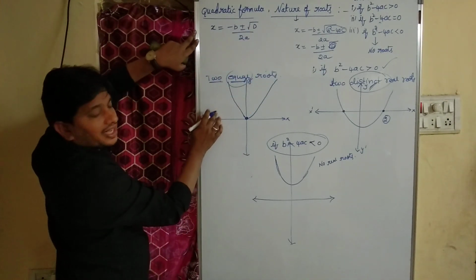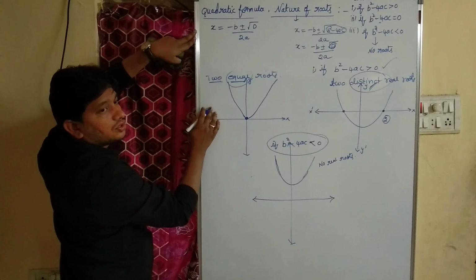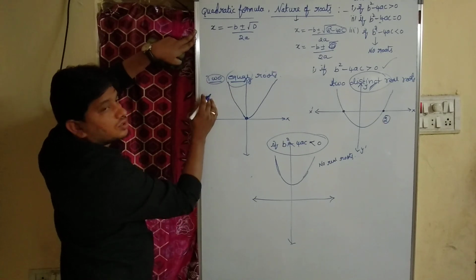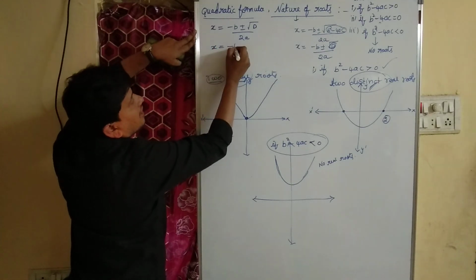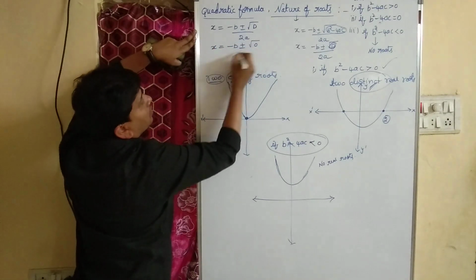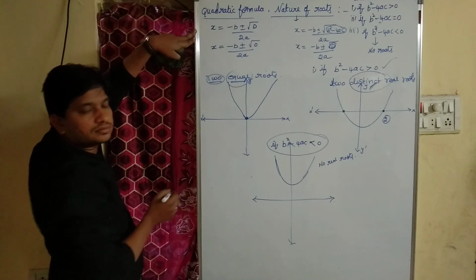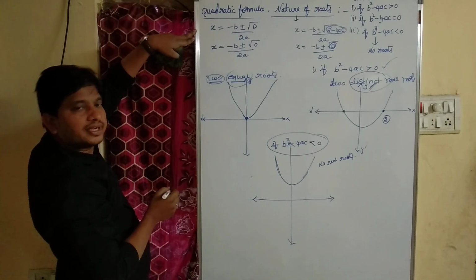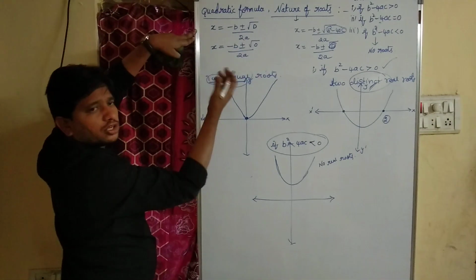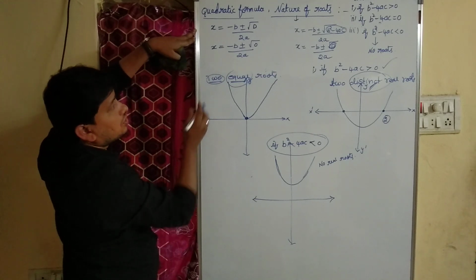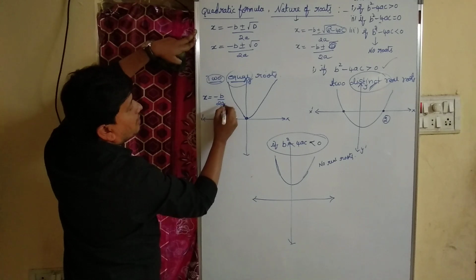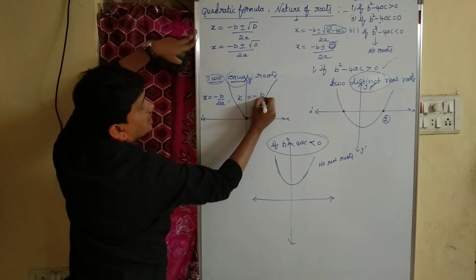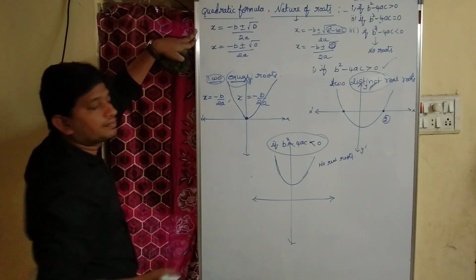What is the case if b square minus 4ac is equal to 0? You will get two equal roots when the discriminant is 0. So I can write it as minus b plus or minus 0 by 2a. Plus or minus 0 means the same thing, children. So simply, what are the two equal roots? x equal to minus b by 2a. The second one is also x equal to minus b by 2a.